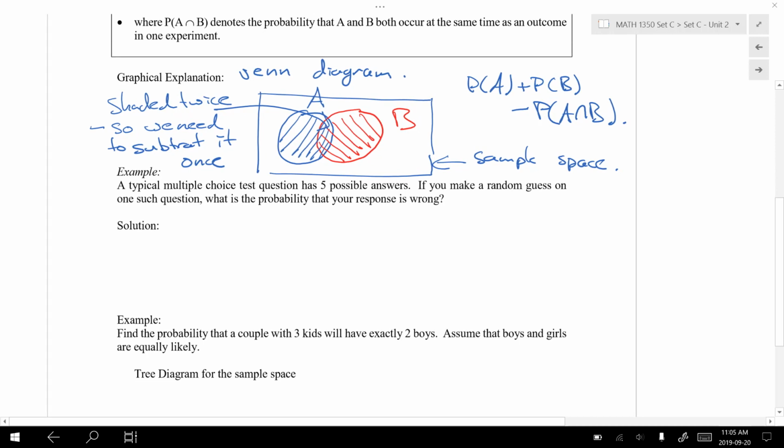So let's start here. Typical multiple choice test question. You've got about 5 possible answers, and maybe you don't know what's going on. You can make some random guess. What's the probability that your response is wrong? Well, it's pretty easy here to think about the probability of getting the correct answer. So that's the number of correct responses over the total number of answers.